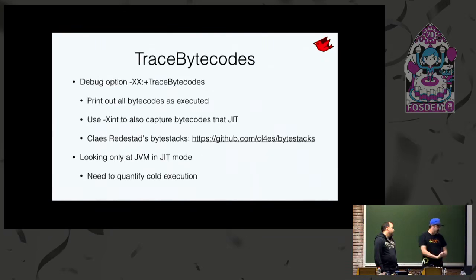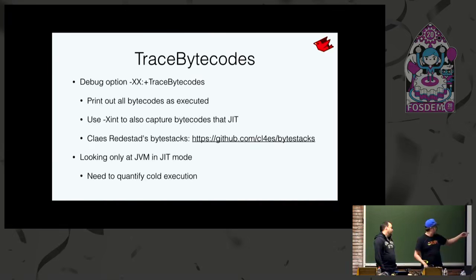I don't know if anybody's played with this. This is a lot of fun to look at. If you run on the debug build with the trace bytecodes option, you can see all of the bytecodes as they're executed by the JVM's bytecode interpreter. If you want to force it to not JIT, you'll see all of whatever would run. But once they JIT, normally they will not show up in this trace anymore. So it's a good way to see what cold bytecode is executing, how much cold bytecode is executing.